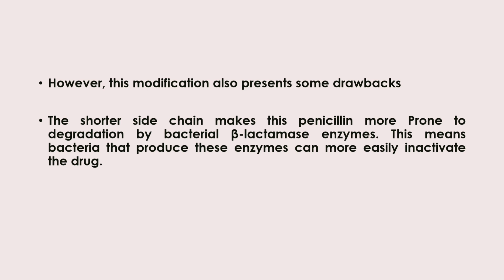In order to enhance the spectrum, we have to reduce the R side chain. And if we reduce the R side chain, it increases the attack of the beta lactamase enzyme on those penicillins. So this means bacteria that produce these enzymes can more easily inactivate the drug. This means gram-negative bacteria which produce the beta lactamases, and we are reducing the size of the molecule, so those bacteria will easily attack those penicillins because they contain the beta lactamase enzyme.